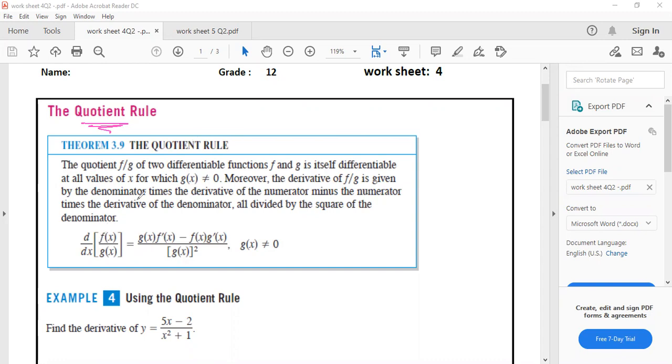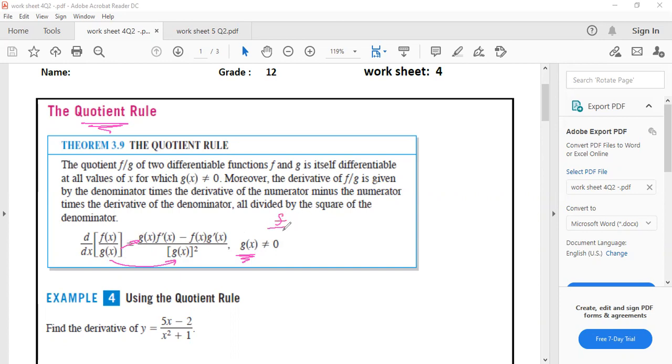How? By applying the quotient rule, which states the derivative of f of x over g of x, or the quotient of f and g. I have to follow the steps. Squaring the function which is in the denominator, then in the numerator we find the difference between two products. The first product is the function in the denominator multiplied by the derivative of the numerator, minus the function in the numerator multiplied by the derivative of the denominator. Make sure the function in the denominator does not equal 0.